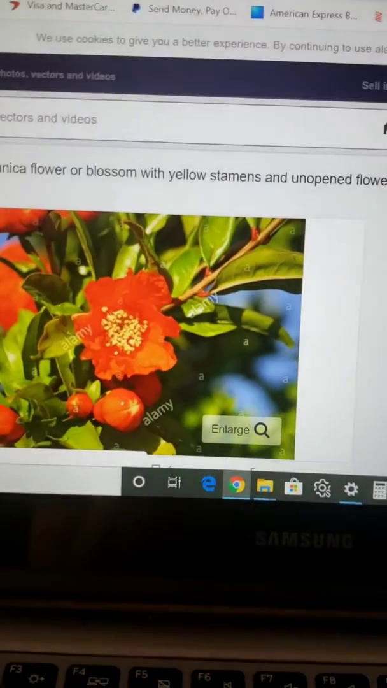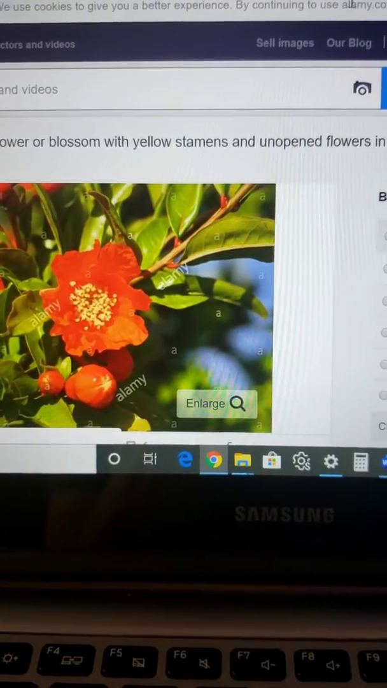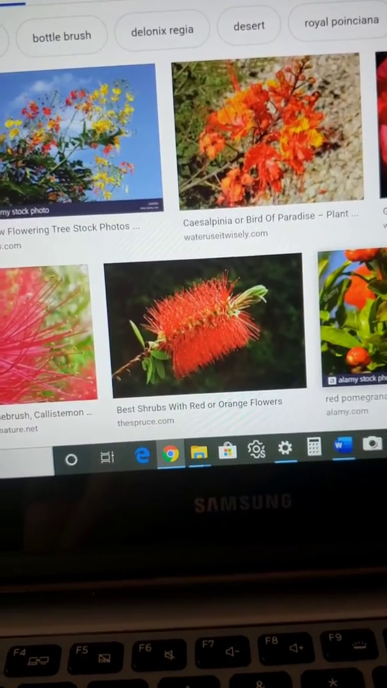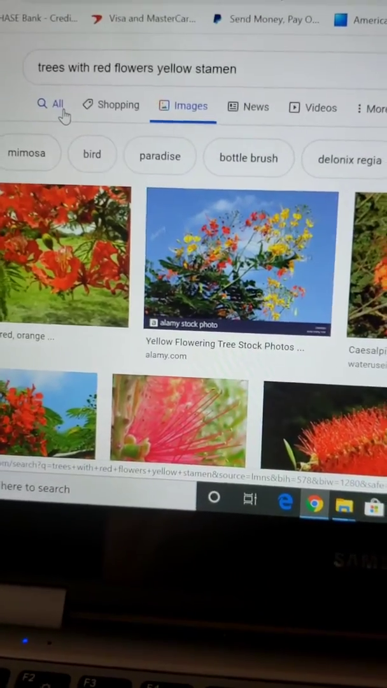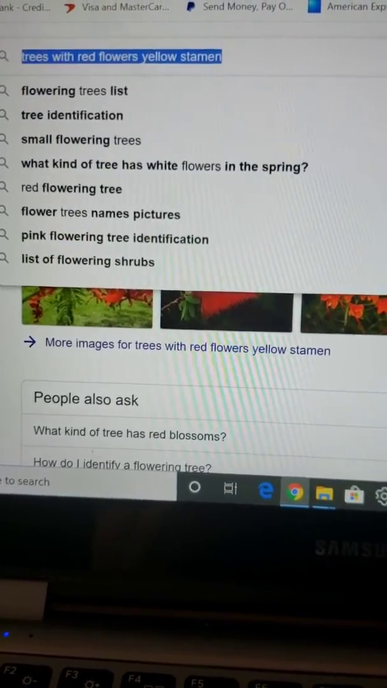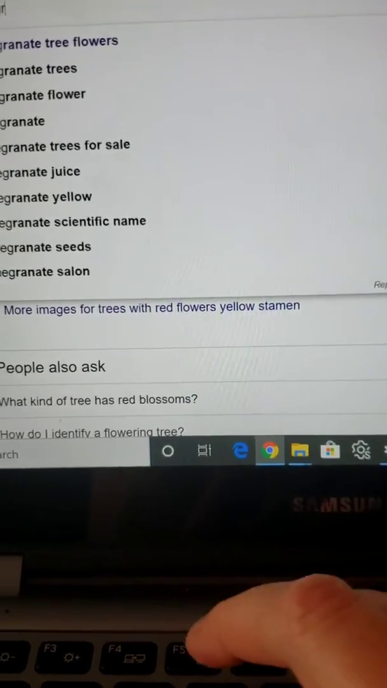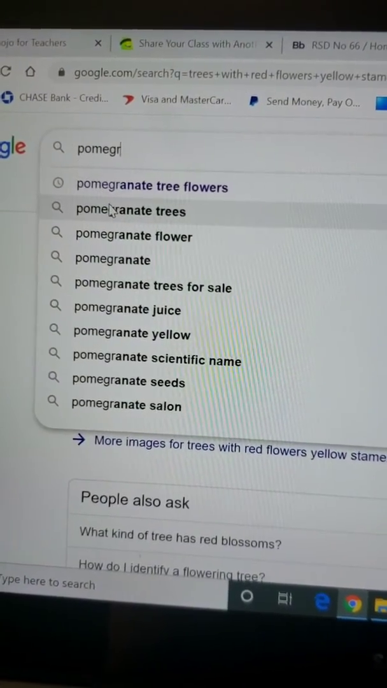Okay, let me see. Does this website give me information, or is it just pictures? No, it's just pictures, but now I know it's a pomegranate. Interesting. Okay, let me go back here. Go to all. So now I'm going to type in pomegranate tree flowers.